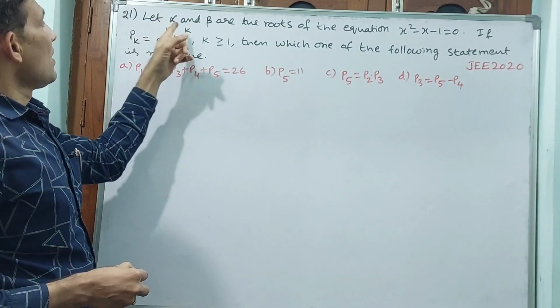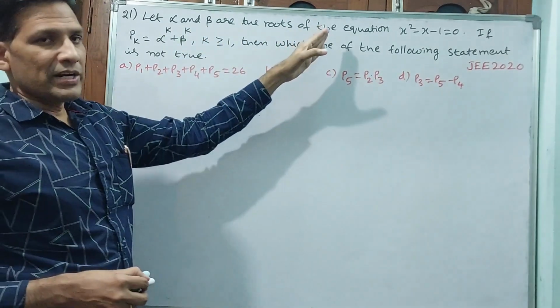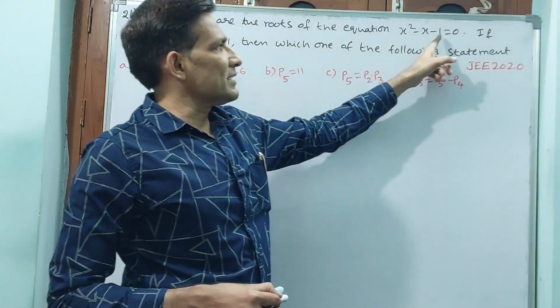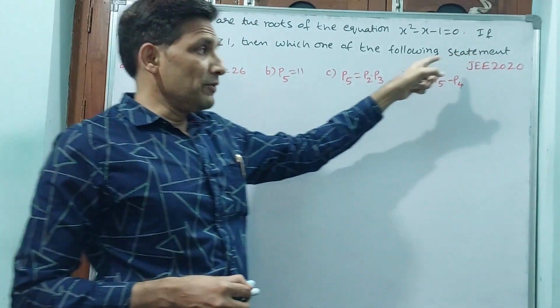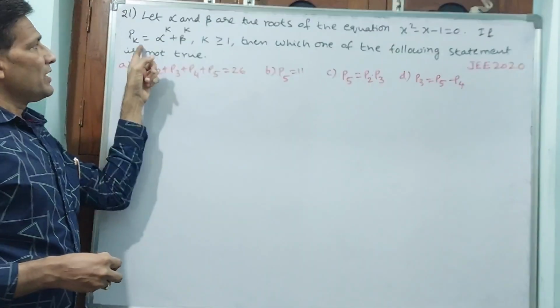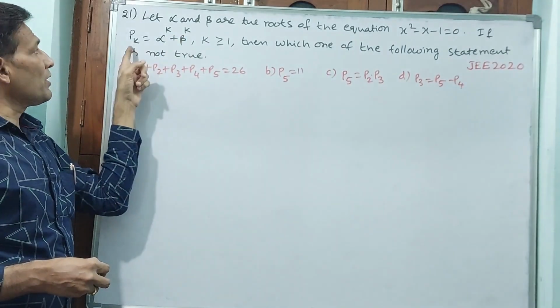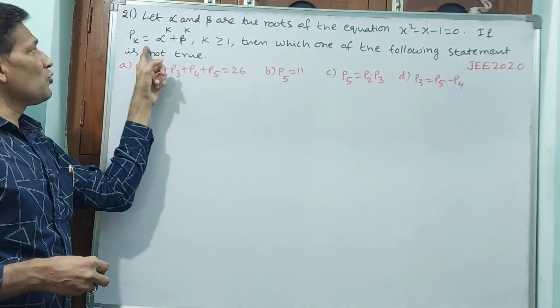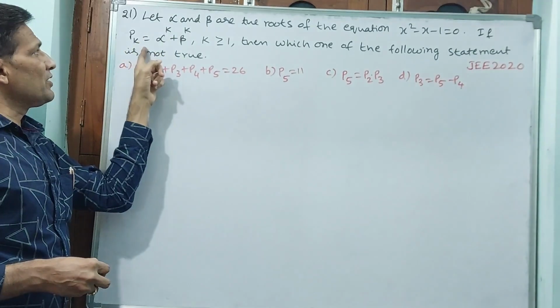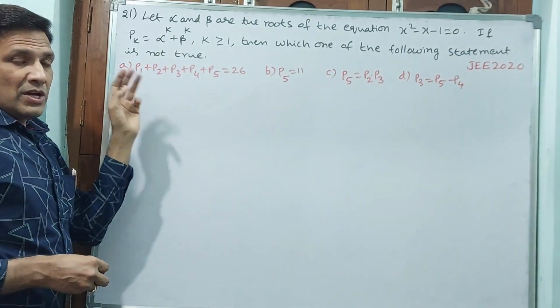Why? Because see, alpha and beta are the roots of the quadratic equation x square minus x minus 1 equal to 0. If p suffix k is equal to alpha to the power of k plus beta to the power of k, okay, p1 is equal to alpha plus beta, p2 is equal to alpha square plus beta square, p3 is equal to alpha cube plus beta cube. Why am I telling this?